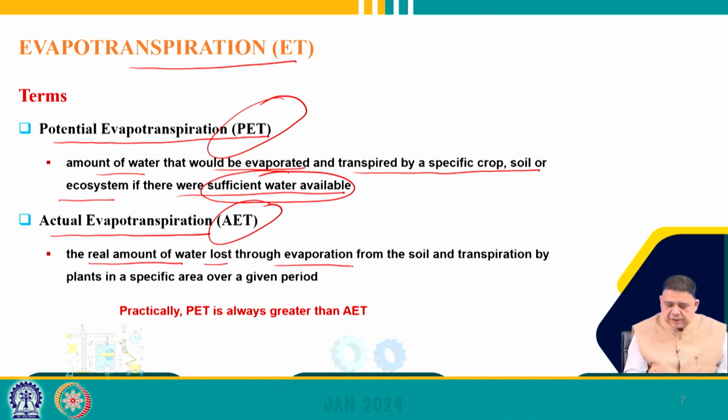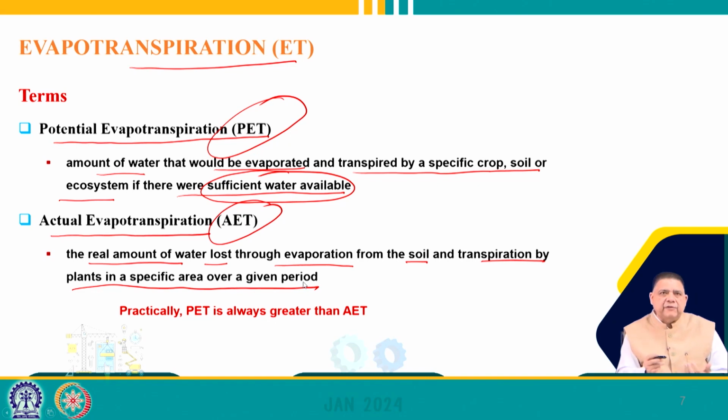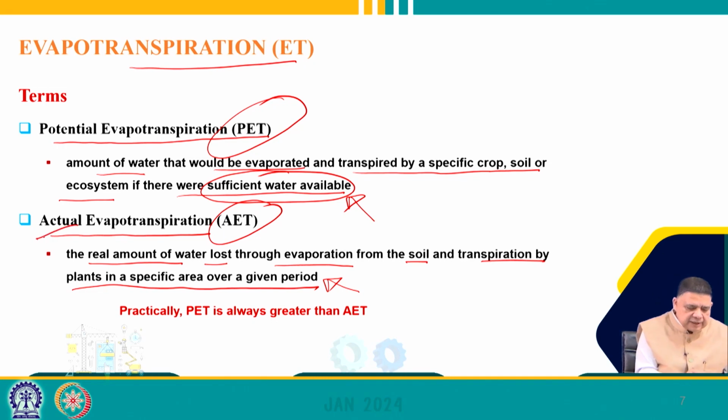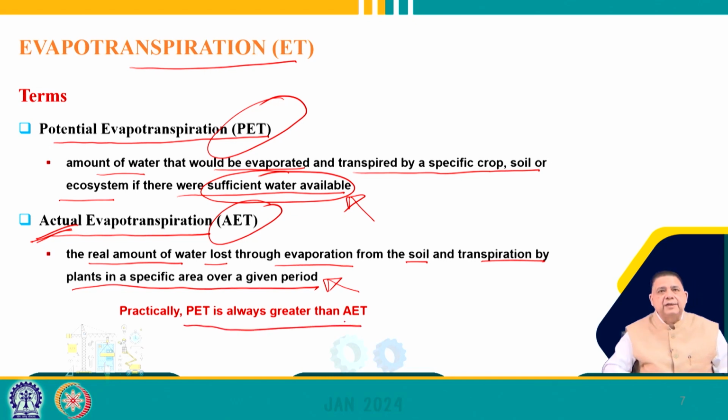Then the second term is actual evapotranspiration, AET, which is the real amount of water lost through evaporation from soil and transpiration by plants in a specific area over a given period. Obviously, both definitions are more or less similar, except that in the case of PET we are ensuring sufficient water availability, that water is not a limiting factor, but in this case no such guarantee is given. You do not know how much water is available. So, whatever evapotranspiration occurs under such circumstances is referred to as actual evapotranspiration, and as you can guess, PET is always greater than AET.